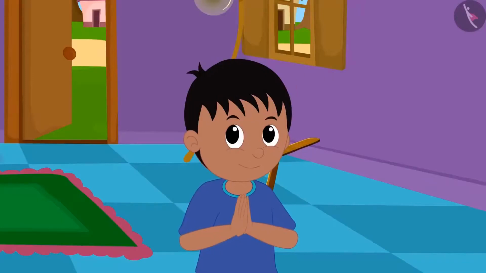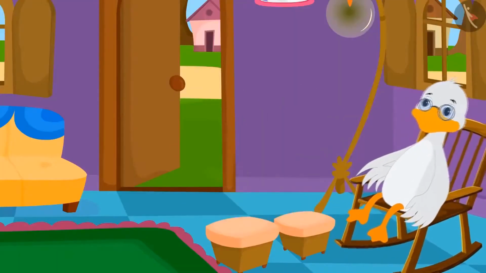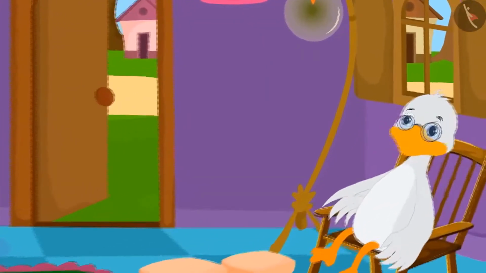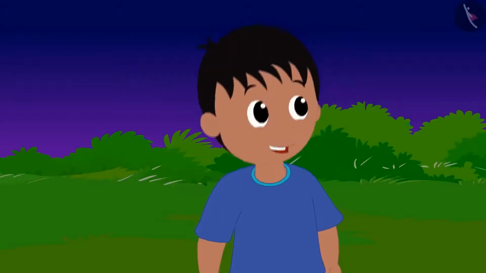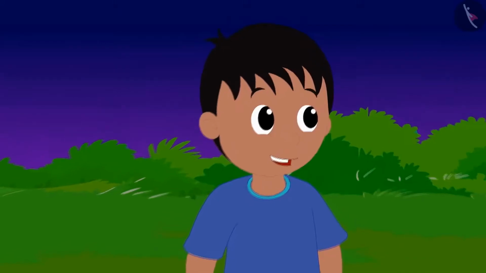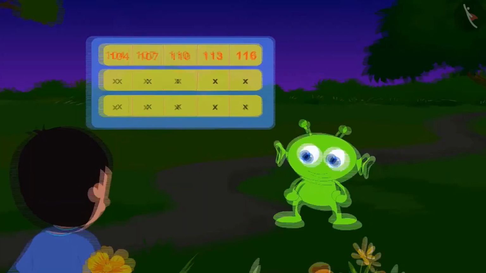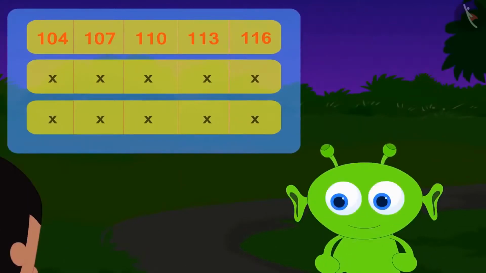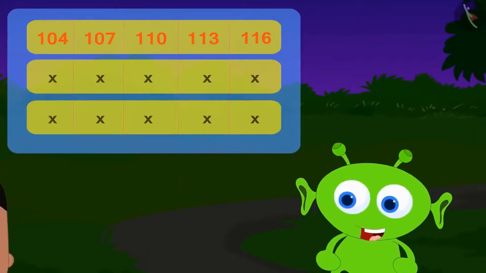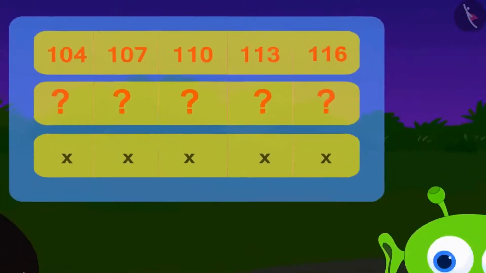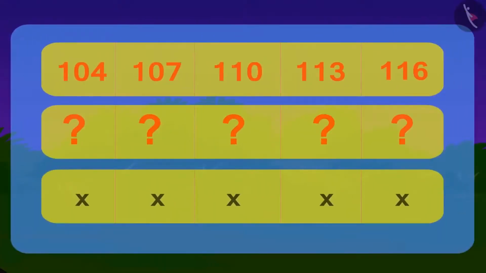He thanked the uncle and ran to the alien to give the answer and save Bablu. 116. The answer to your code is 116. This is the right answer. To save your friend, now you have to solve the next code. In the next video, we will see what the next code of the alien is.